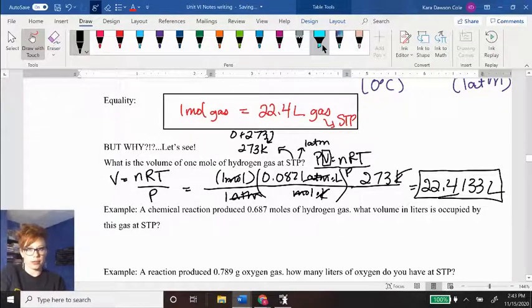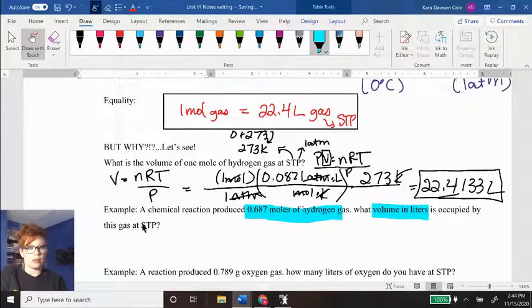Let's look at an example here. It says a chemical reaction produces 0.678 moles of hydrogen gas. It says what is the total volume in liters that is occupied by this gas at STP. Now we want to make sure that it says STP before we use the 22.4. If it's not at STP, we cannot use the 22.4. So I need to go from moles to volume in liters.